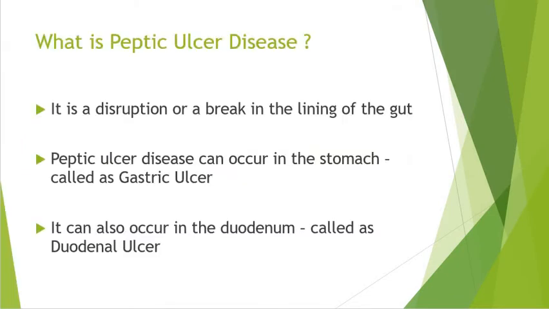What is peptic ulcer disease? It's a disruption or a break in the lining of the gut. Peptic ulcer disease can occur in the stomach or the duodenum. When it occurs in the stomach, it's called a gastric ulcer. And when it happens in the duodenum, it's called a duodenal ulcer.